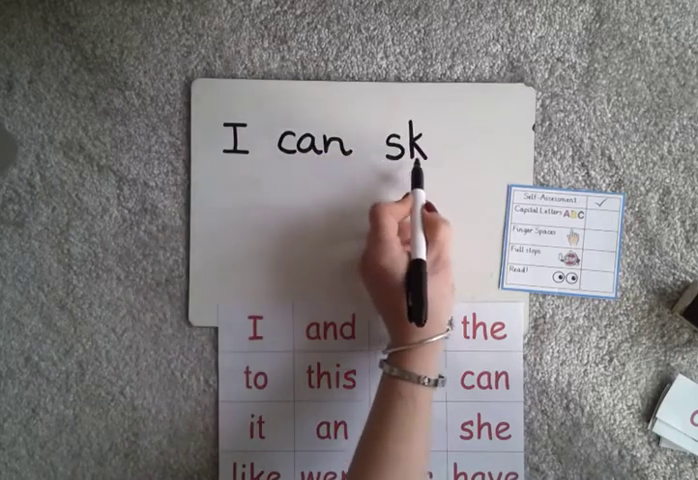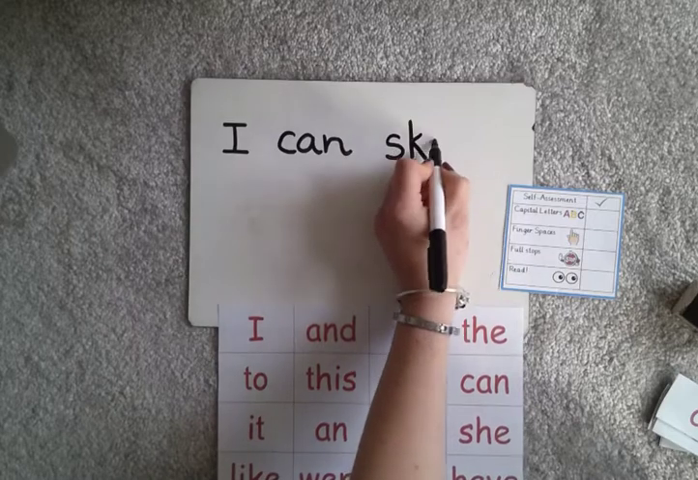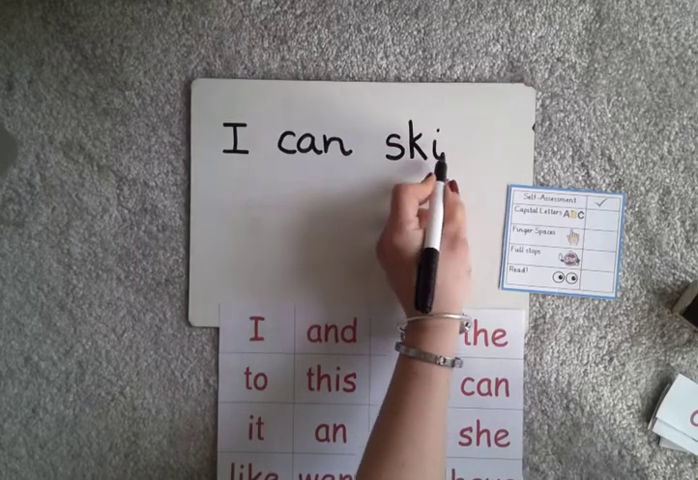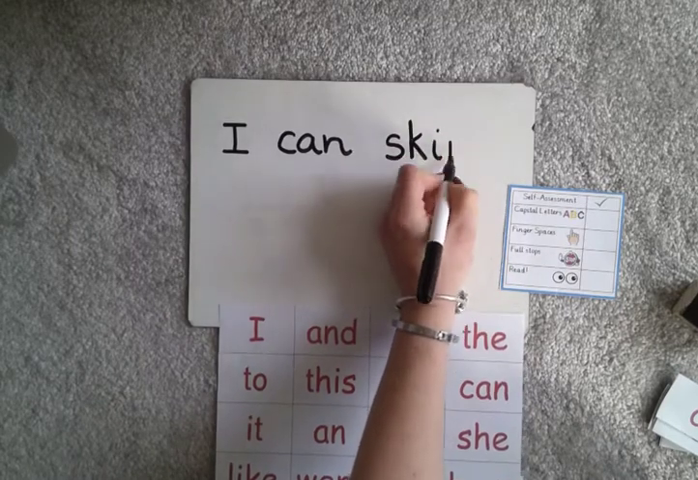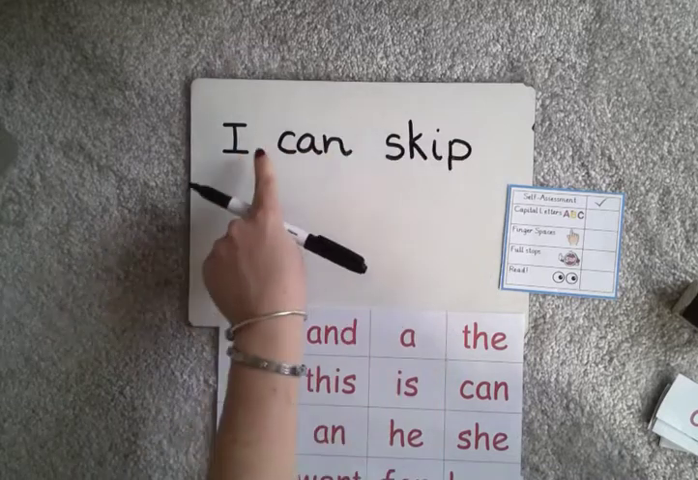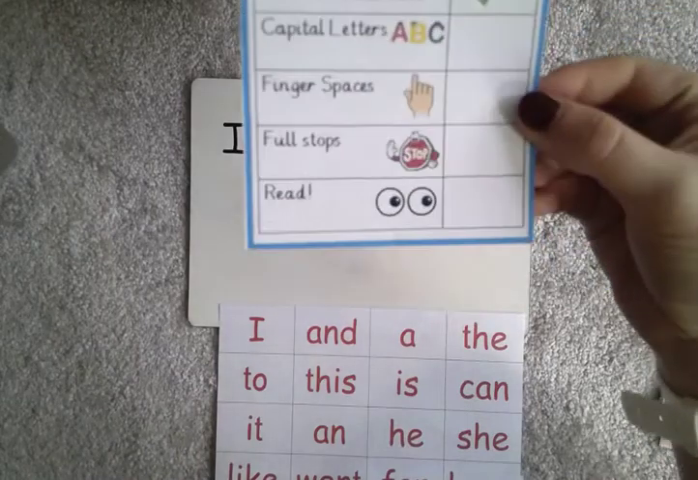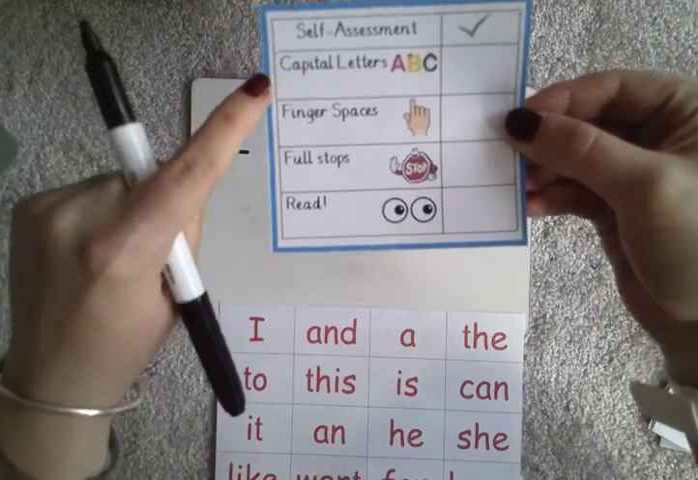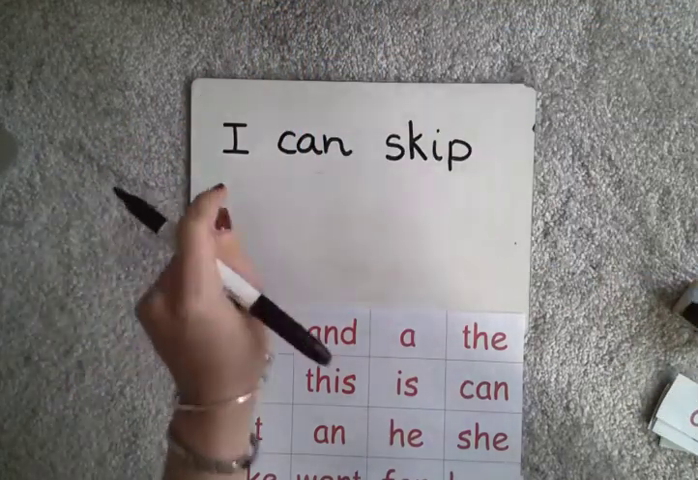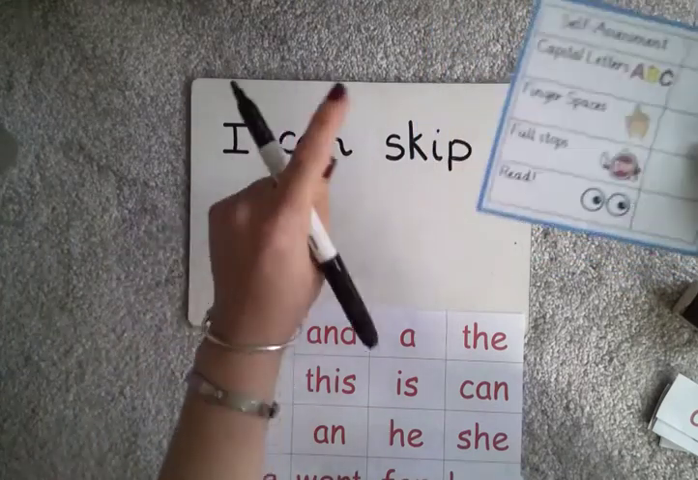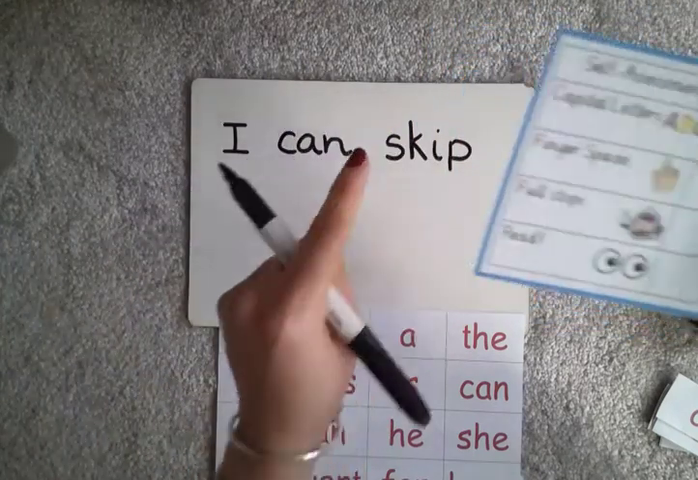I can skip. I'm just going to check my checklist to check I've written a full sentence. I've got my capital letter. I've got my finger spaces between each word. Full stop, let me check. Oh, have I got my full stop? No, I have not. So I'll put my full stop there.